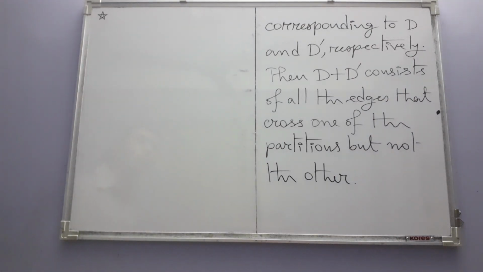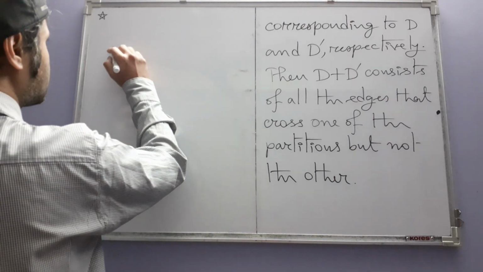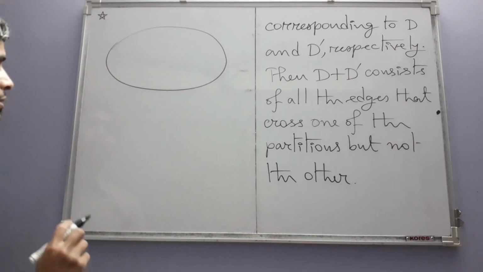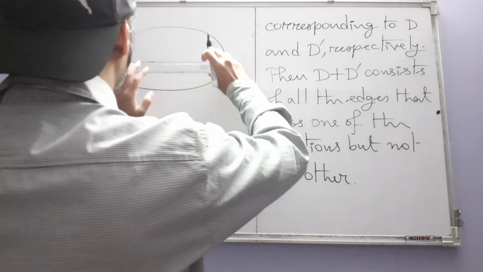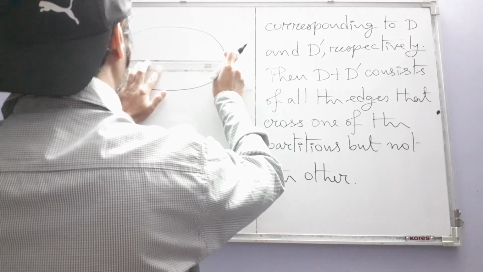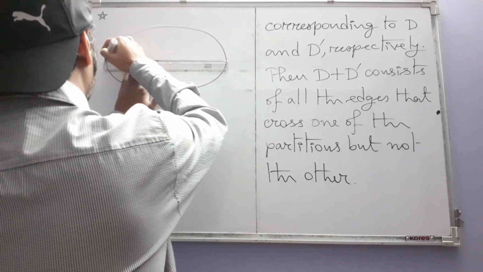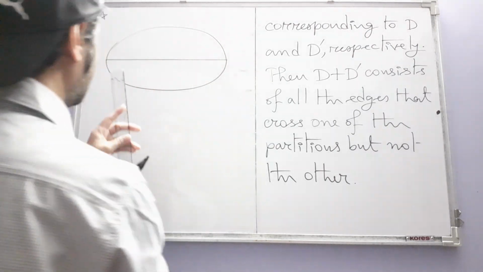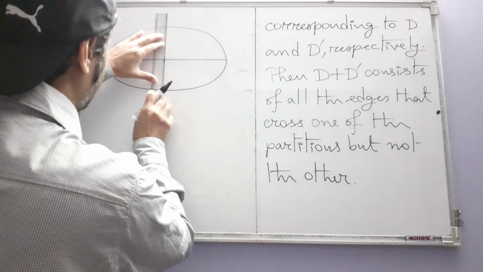And the diagram goes like this. This is considered as the entire vertex set, this egg, and there is one partition of this, and another partition.